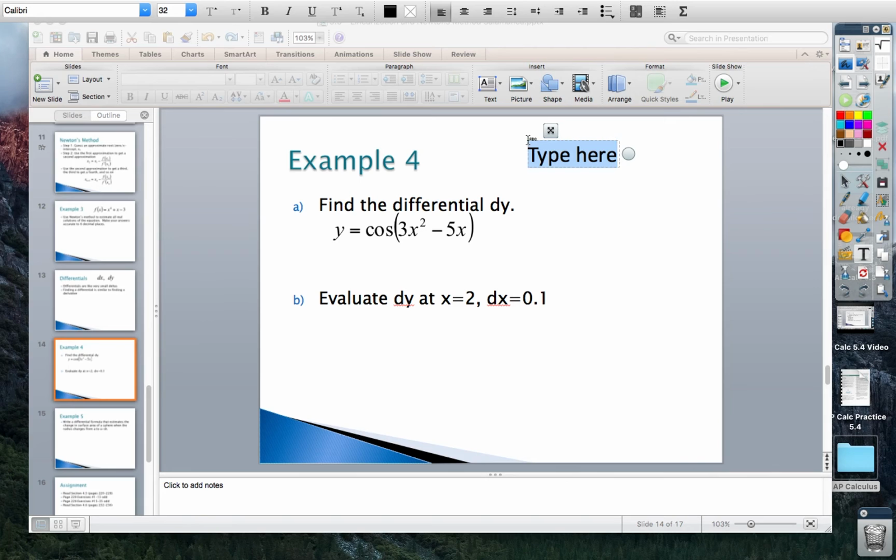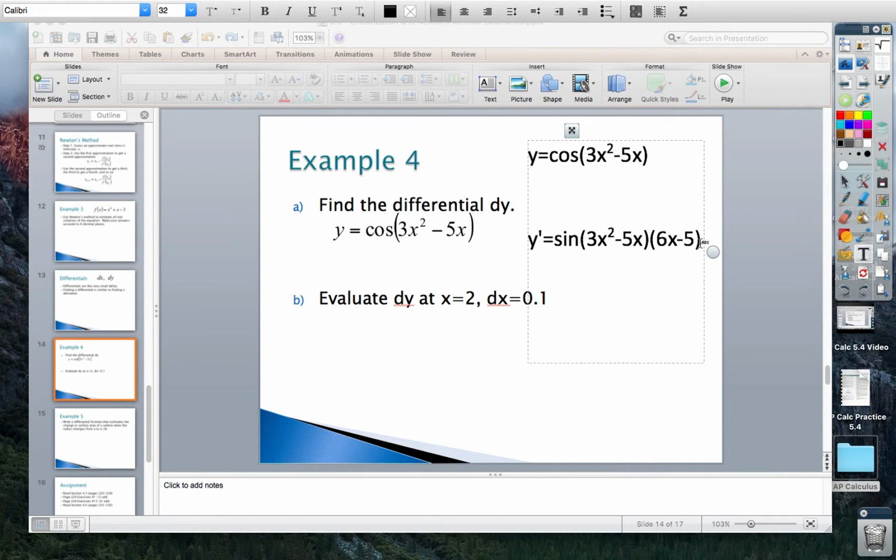So, first things first, pretty simple. We're going to go ahead and take the derivative. So we know that y equals cosine of 3x squared minus 5x. We know that y prime is equal to negative sine of 3x squared minus 5x times the derivative of the inside, which turns out to be 6x minus 5. And now we found our differential like it requested in part A.